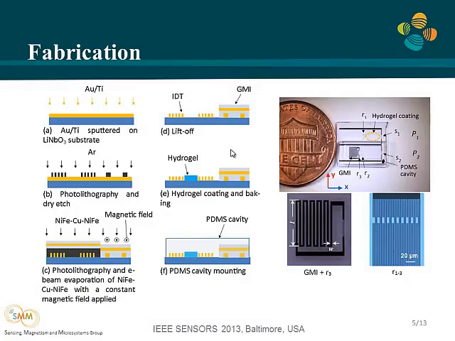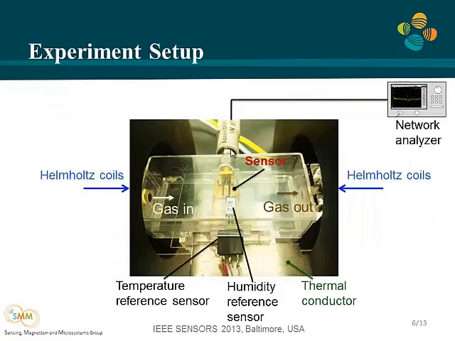There are four major steps, starting with the fabrication of the IDT, with photolithography and dry etch. After that, it's e-beam evaporation of a three-layer structure for the magnetoimpedance sensor, and the lift-off process. And then we use a hydrogel coated between these two IDTs, S1 and R1, and in the end, the PDMS cavity is mounted on the second delay line. This is a fabricated device. As you can see, the size is smaller than 1 cm.